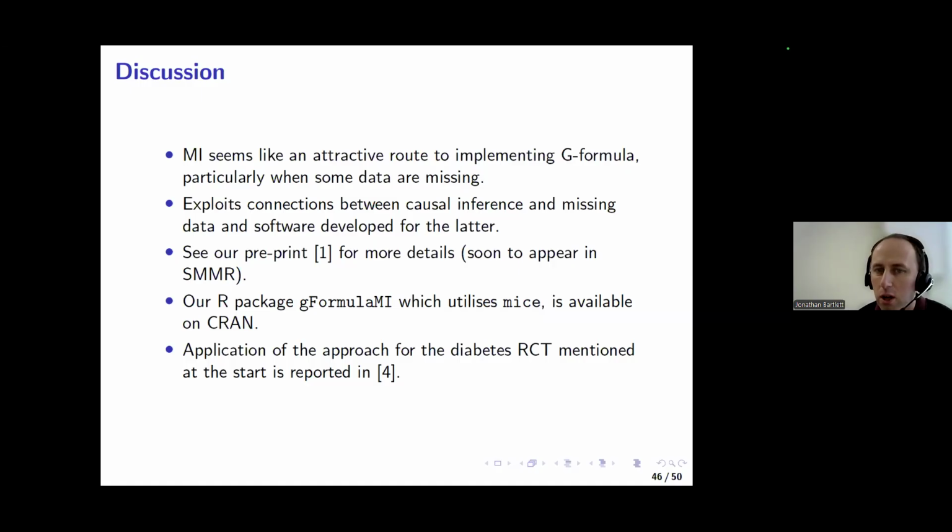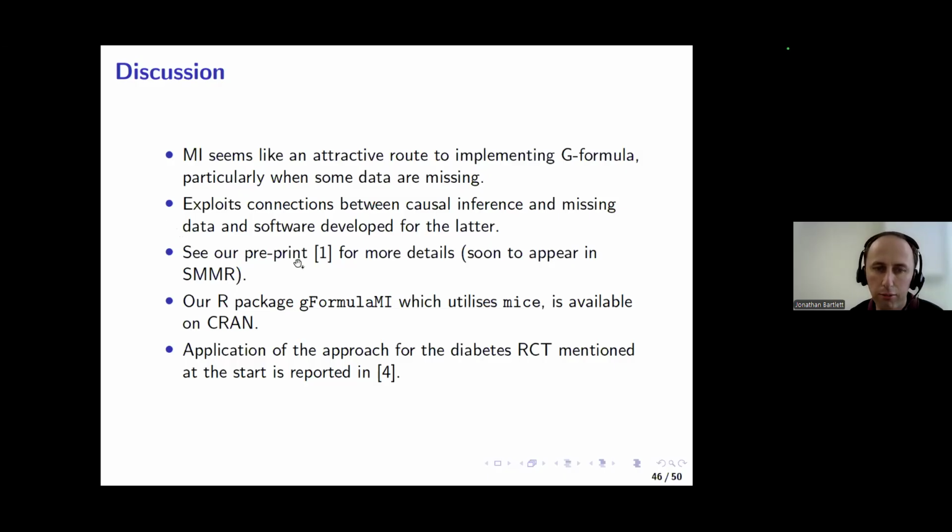perspective, I quite like this piece of work, just in terms of seeing the connections between causal inference and missing data. The idea of viewing the causal inference problem from a missing data perspective, I think is quite nice, particularly if you are familiar with multiple imputation and similar methods for handling missing data.